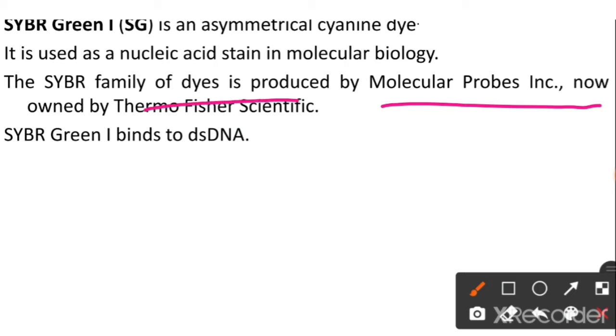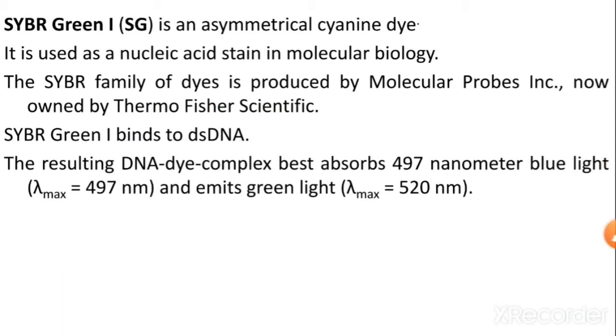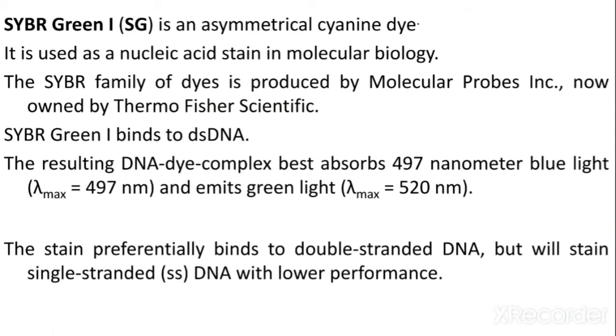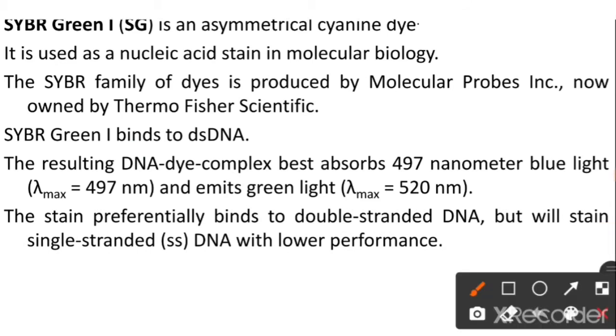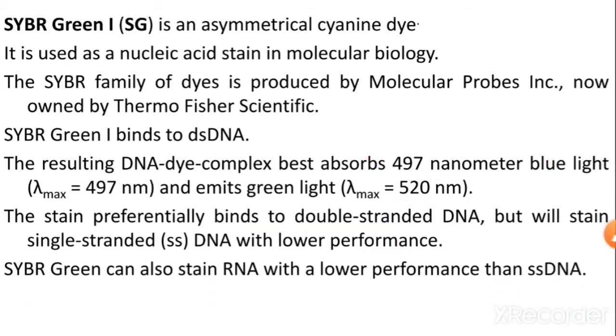SYBR Green mainly binds to double-stranded DNA, and the resulting DNA-dye complex best absorbs blue light at around 497 nanometers and emits green light at 520 nanometers. The stain preferentially binds to double-stranded DNA, but will stain single-stranded DNA also, with lower performance. SYBR Green can also stain RNA, with lower performance than for single-stranded DNA.